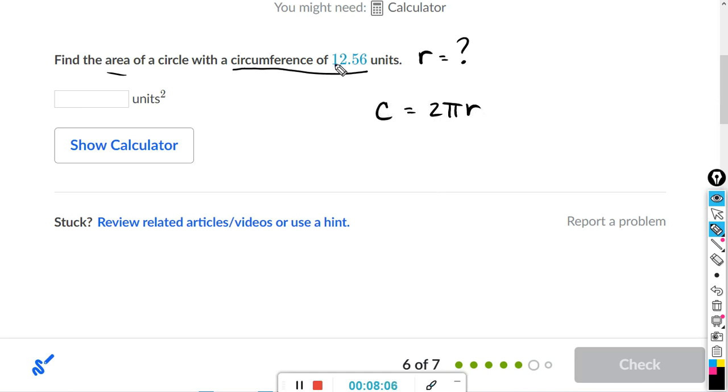In place of c, I'm going to write 12.56. That's going to equal 2 times 3.14. Okay, you have to use 3.14 for pi. You can't use the pi key on the calculator. And times r. All right, in order to solve for r, I'm going to divide both sides by 2 times 3.14.